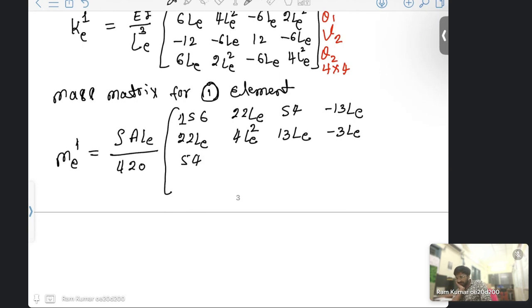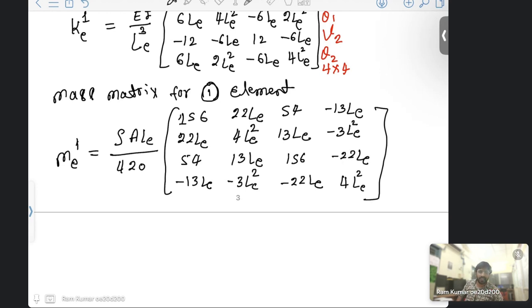Then 54, 13 LE, 156, minus 22 LE, minus 13 LE, this will be 3 LE square, minus 3 LE square, minus 22 LE, 4 LE square. So this is the mass matrix for any element that has 2 degrees of freedom, first one vertical, other one rotation direction, for a beam element.